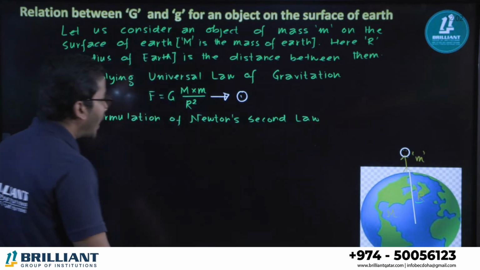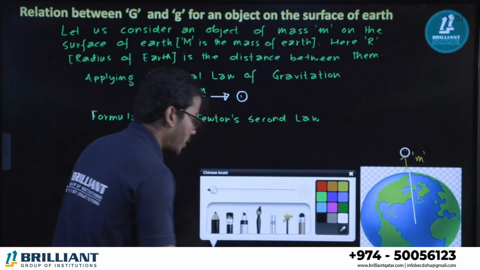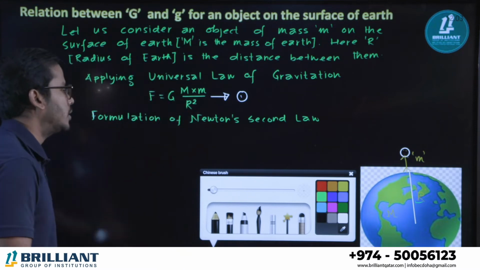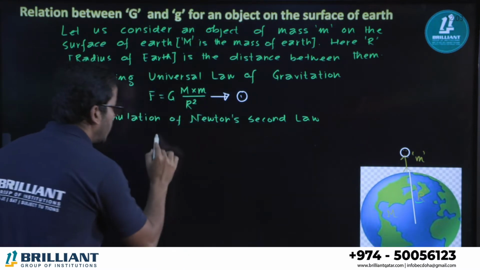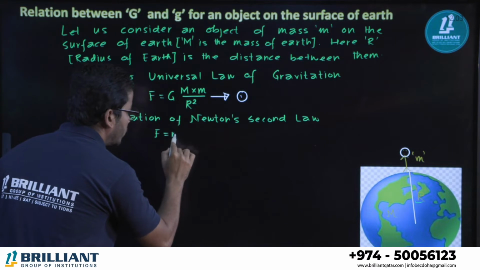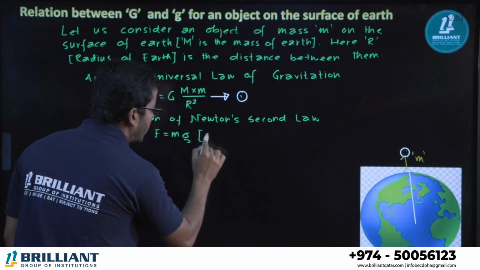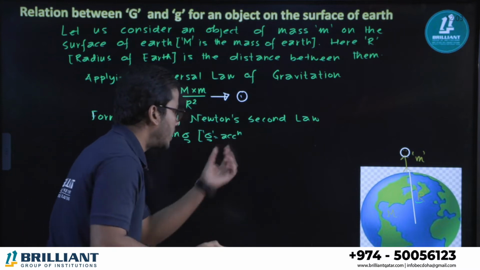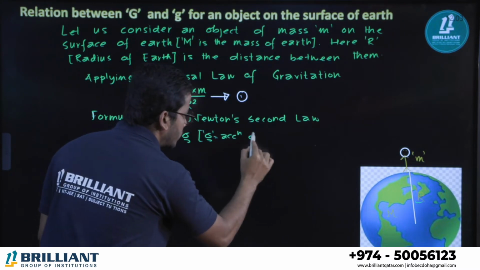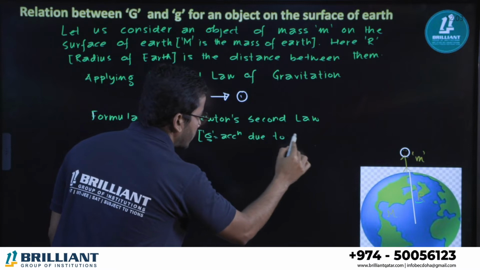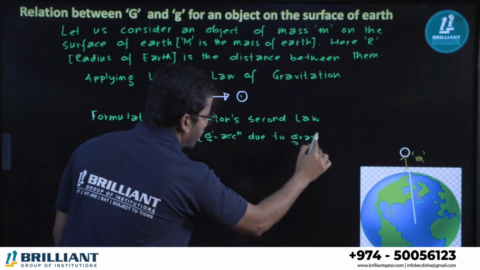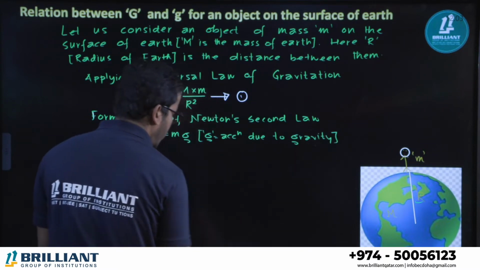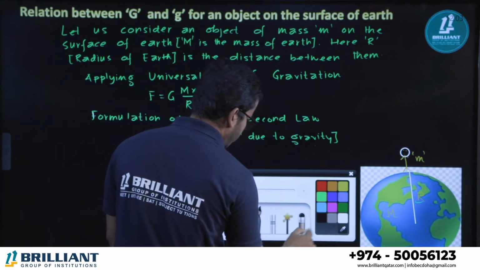Now, what was that? Why so? We already studied it in the second chapter, right? You're gonna tell me, sir, F is equal to m into g. So what's g over here? G stands for acceleration, so write it in full, acceleration due to gravity. Right, guys? I'm gonna make it equation number 2.